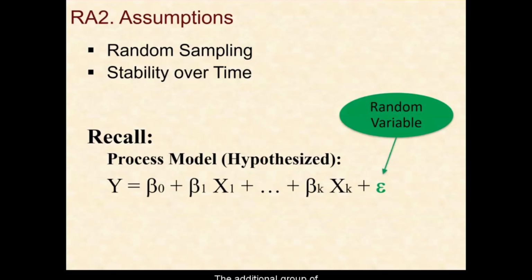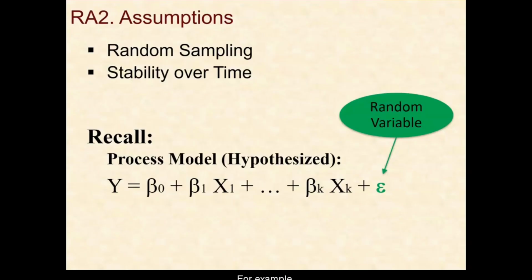The additional group of assumptions that we need to make for regression are all assumptions about the epsilon random variable in our hypothesized model, repeated here. The hypothesized model specifies how we think the relationships are operating within the process, namely that y equals beta naught plus beta 1 x1 plus through beta k xk plus epsilon. The epsilon is a random variable that can be described by a probability distribution like any random variable we have seen.